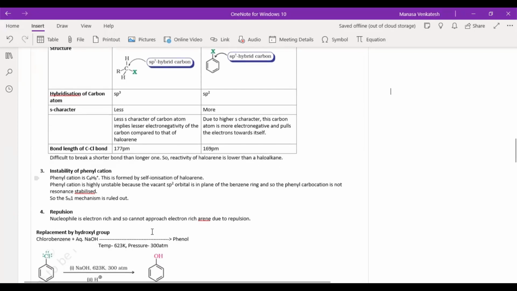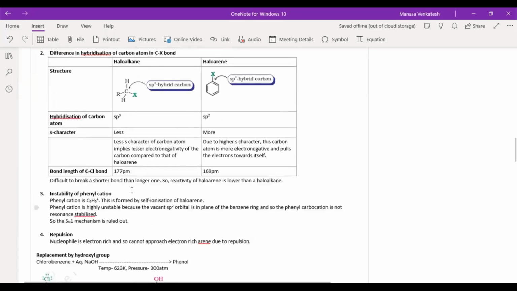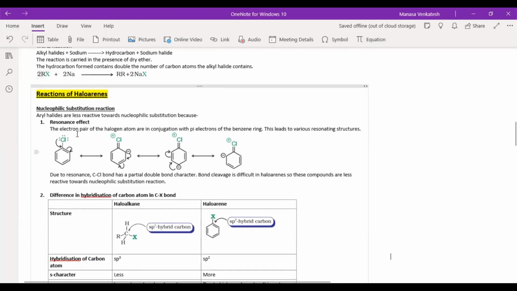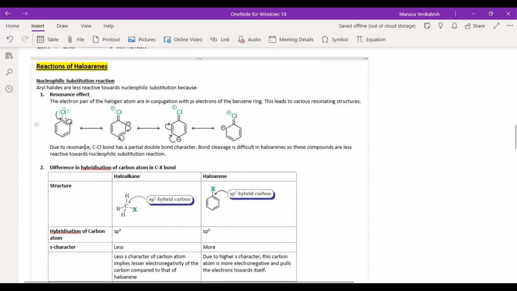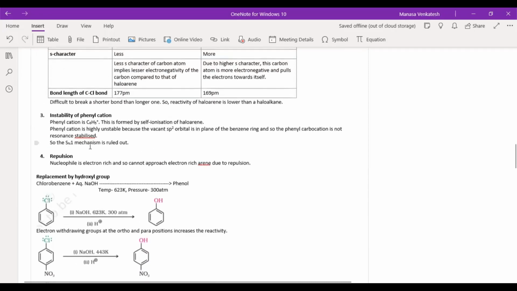Now, there is also another reason, the instability of the cation C6H5 plus. C6H5 plus basically means that chlorine has been kicked out and you have a positive charge on the benzene ring. So here, instead of chlorine, you'll have a positive charge. And this is not very stable. When the Cl minus got kicked out, there you have a positive charge, right? Now, this cannot undergo resonance with the rest of the electrons. Because of that, the structure which is formed is quite unstable. And because of this, the carbocation formation, that is the SN1 mechanism, is not possible for a haloarene.